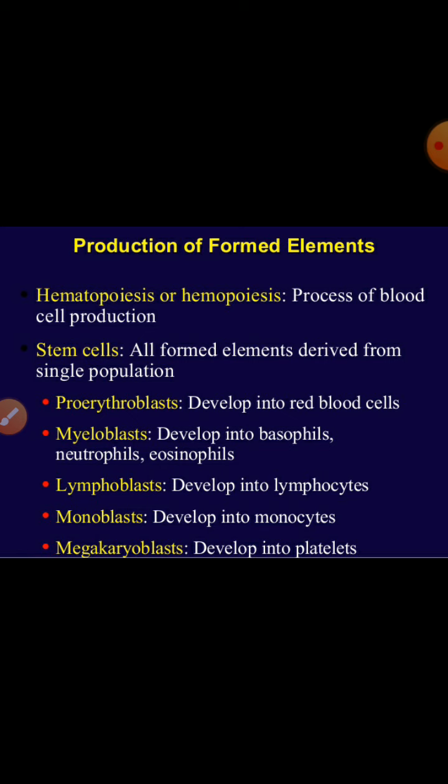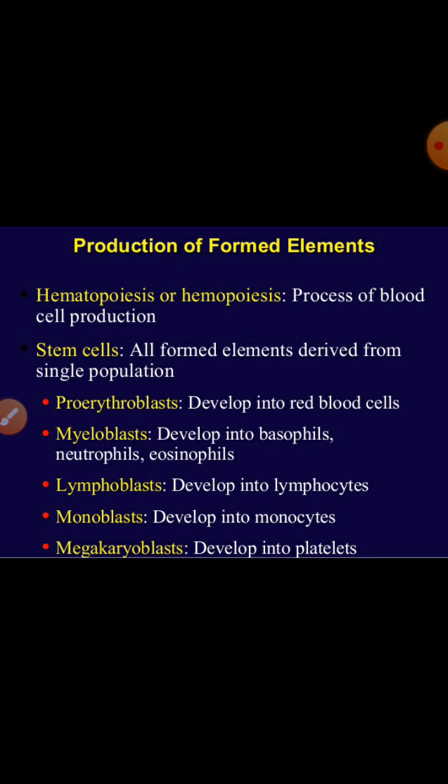As we all know, the process of formation of blood cells is known as hemopoiesis or hematopoiesis, and stem cells are the producers of these blood cells. That is, all formed elements are derived from a single population. There are many precursors of these blood cells like proerythroblast, myeloblast, lymphoblast, monoblast, and megakaryoblast.